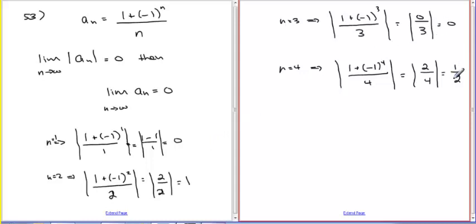So in reality, the absolute value doesn't make any difference in this case. I didn't need to use that, but you can see that this does go to 0 as n goes to infinity. The denominator just keeps getting bigger, and the numerator varies between 0 and 2. And so since that doesn't grow, but the denominator does, then it goes to 0.